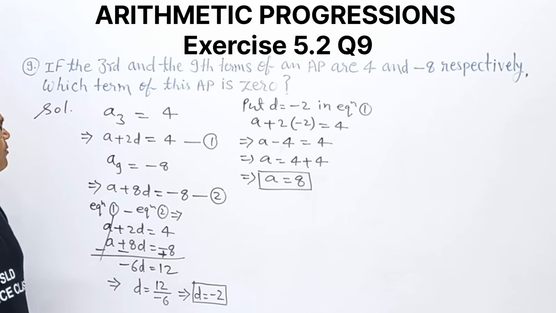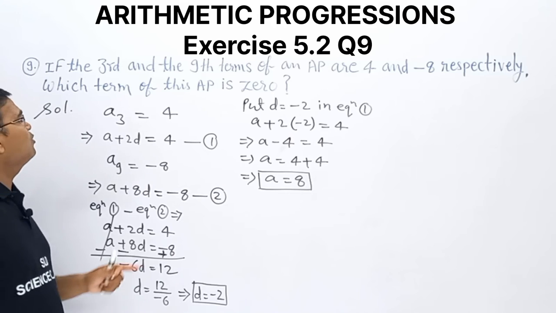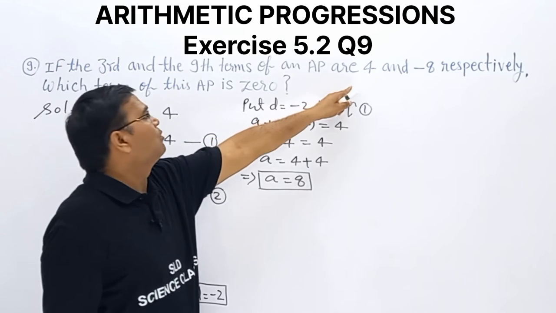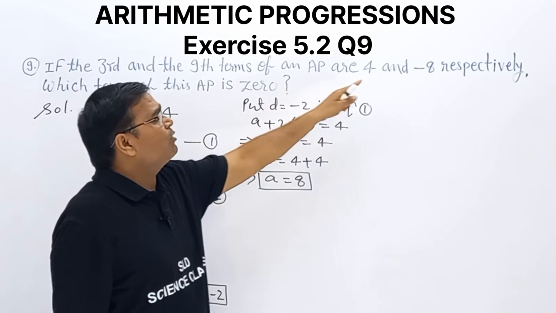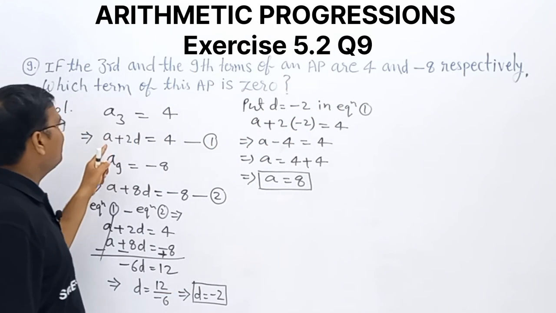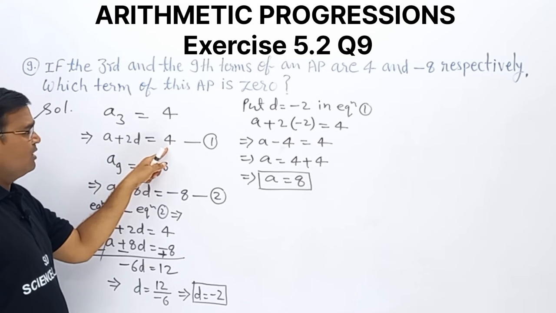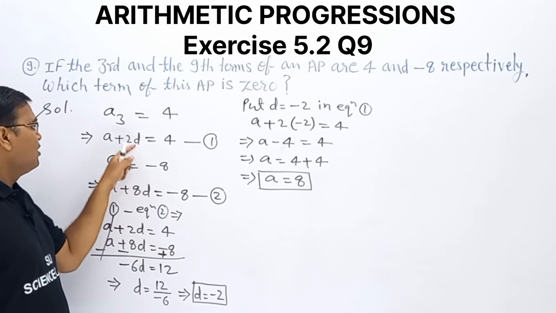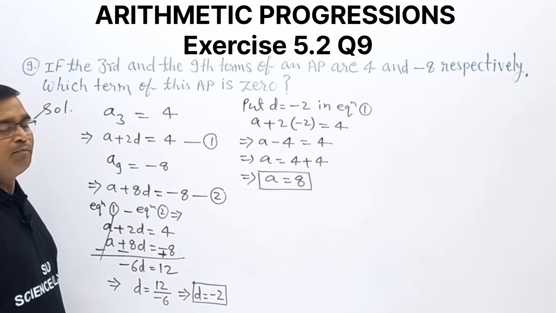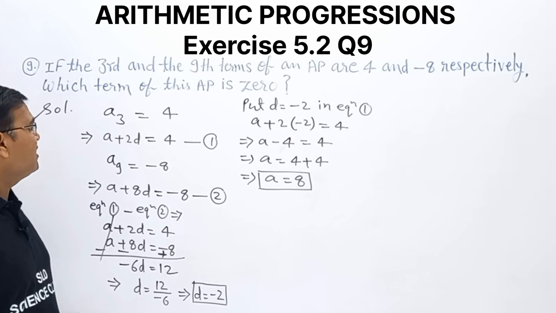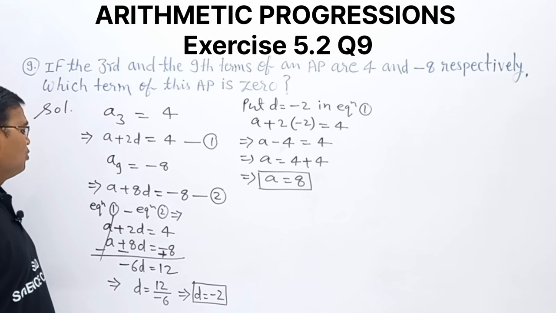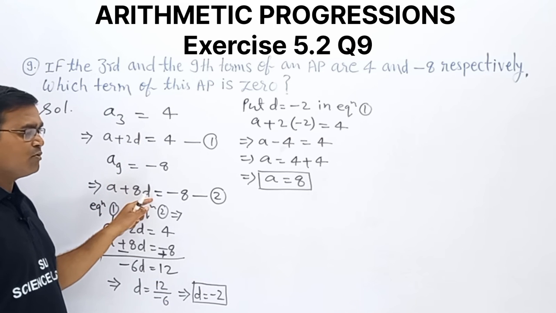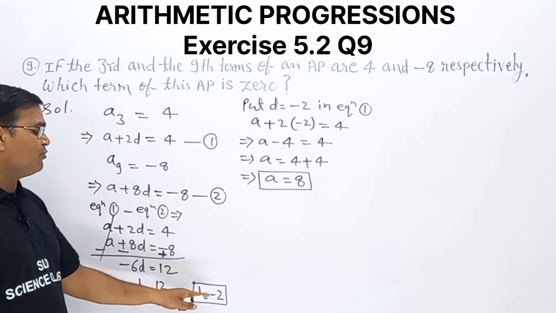Observe what we are doing. Simple. Two things we have in the question. The third term of an AP is 4 and the ninth term of an AP is minus 8. So the third term can be written as a plus 2d equal to 4, and the ninth term can be written as a plus 8d equal to minus 8. We have two equations. By using the elimination method, we can eliminate one variable. We do equation 1 minus equation 2, and then we get d equal to minus 2.